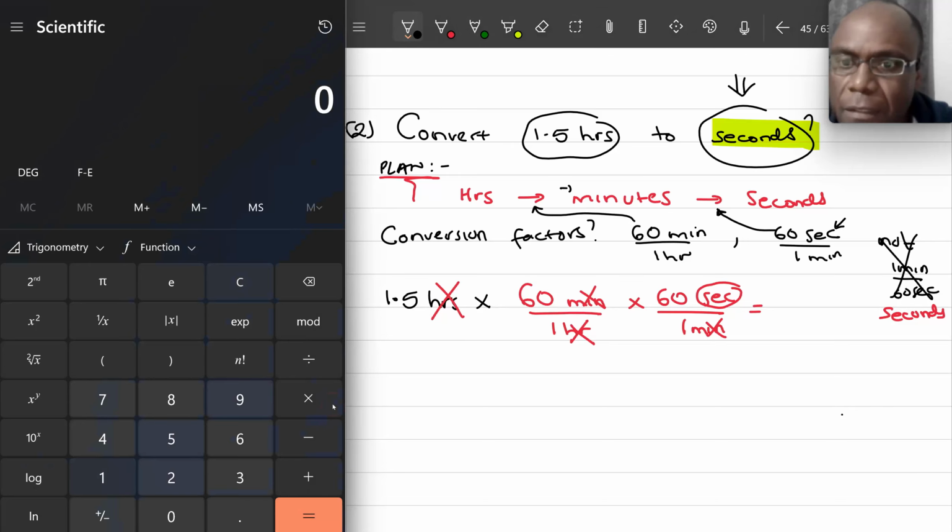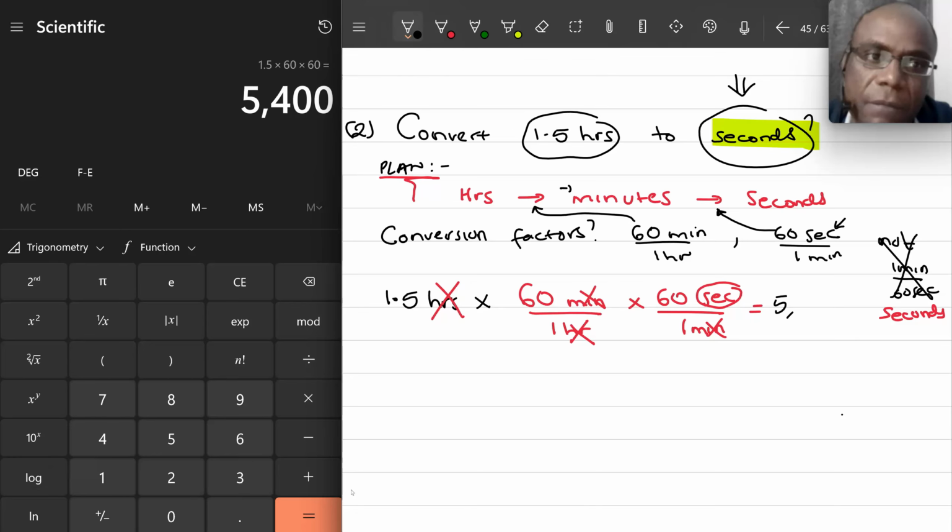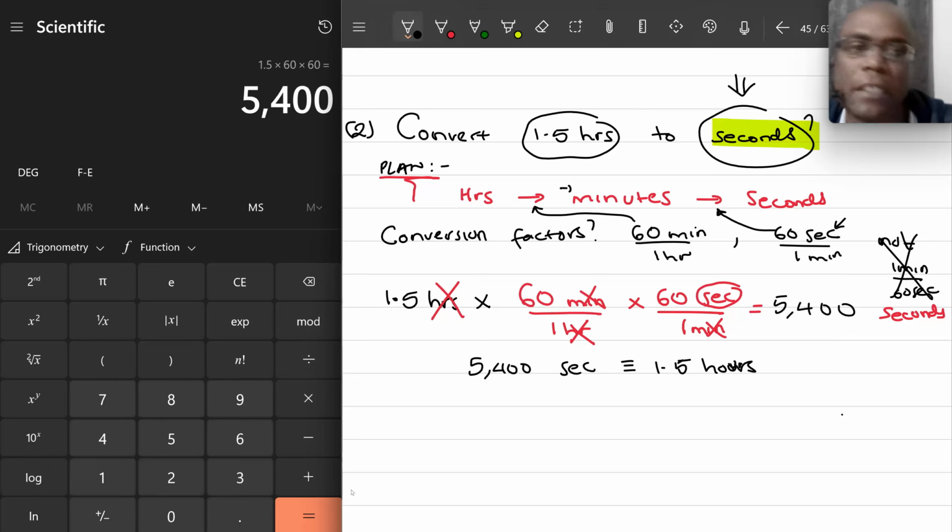I come to my calculator and say 1.5 times 60 times 60. I get 5,400 seconds. So this is telling me that 5,400 seconds is really equivalent to 1.5 hours. Very doable. The goal here is for you to know what conversion factors you need, and you try to strategize and make a plan for yourself on how you'll solve the problem.